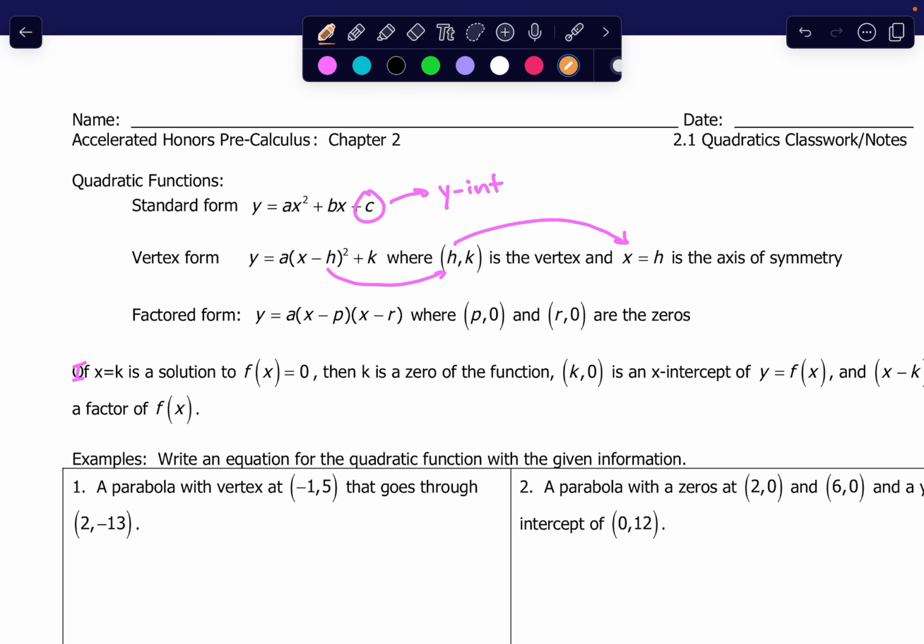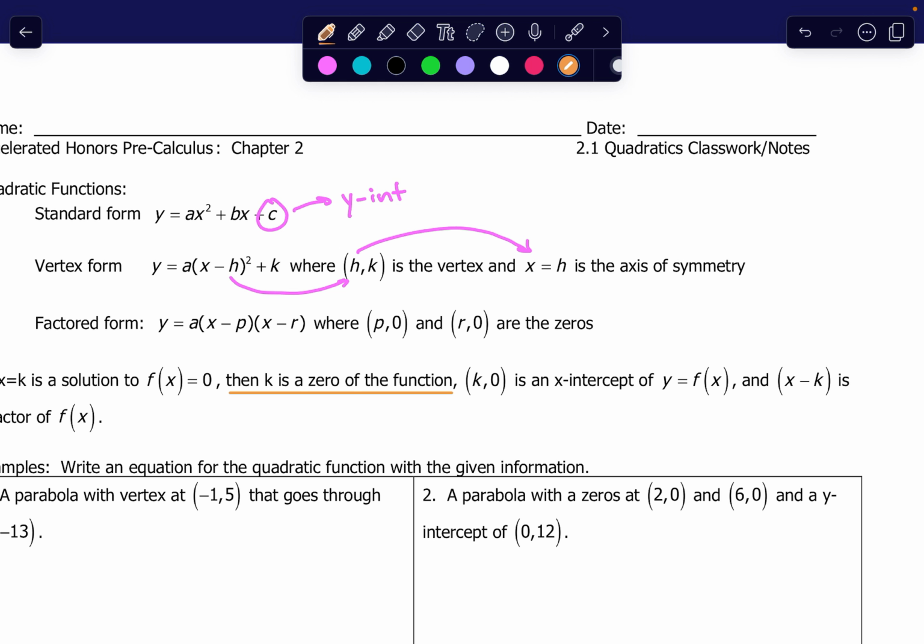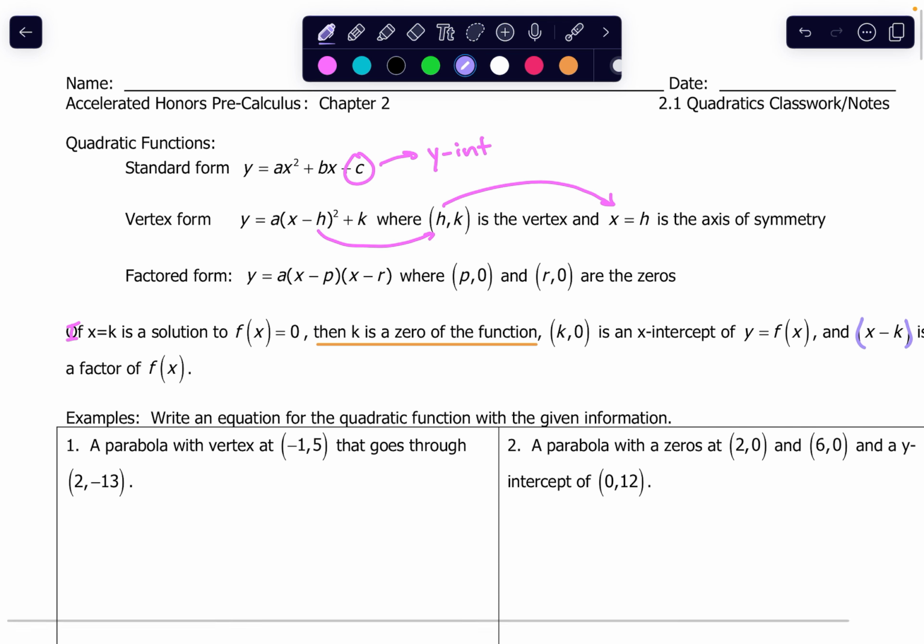I want to pause right here and kind of explain why it's called a 0. Because literally it's an x value that when you plug it into a function gives you a y value of 0. It makes sense. Such that (k, 0) is an x-intercept, just a familiar ordered pair, of the function y equals f of x. Lastly, x minus k is a factor, we're relating to multiplication, hence the parentheses, of f of x.